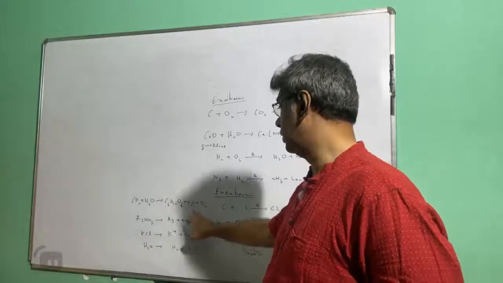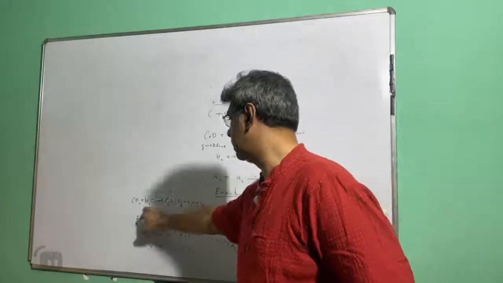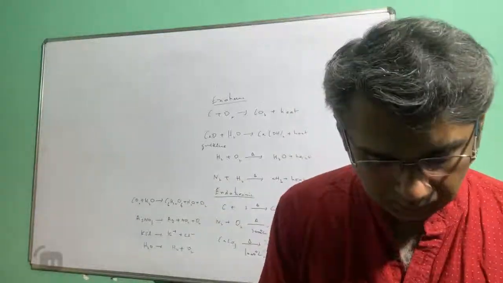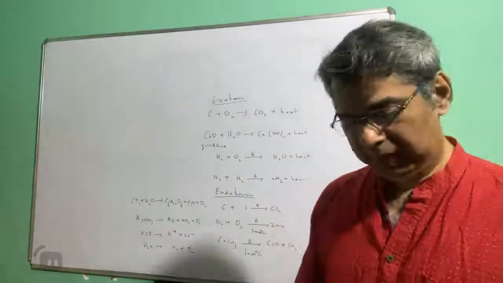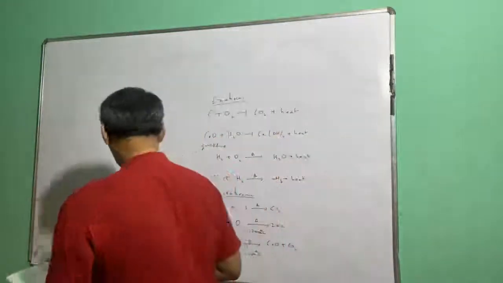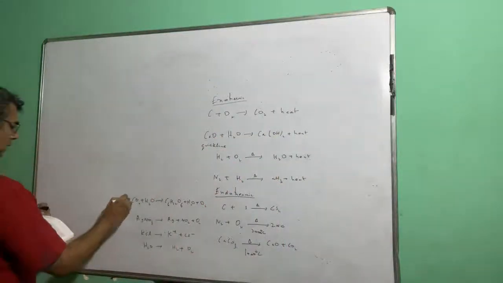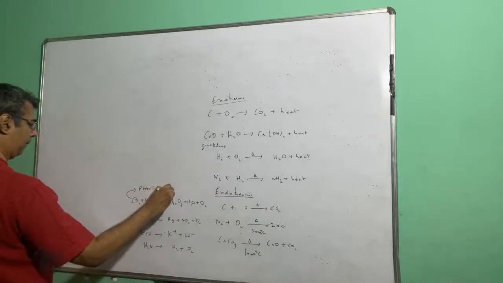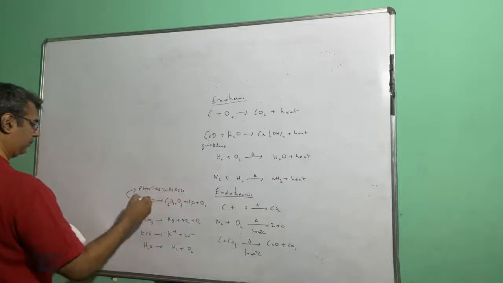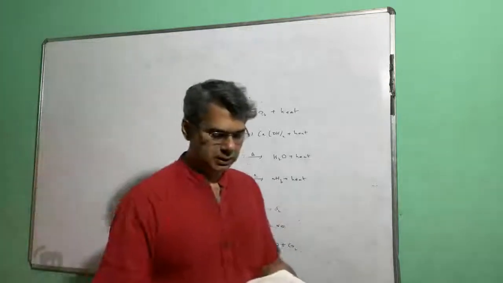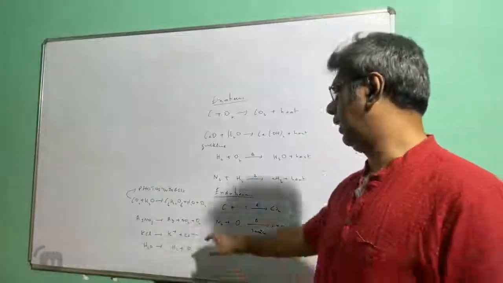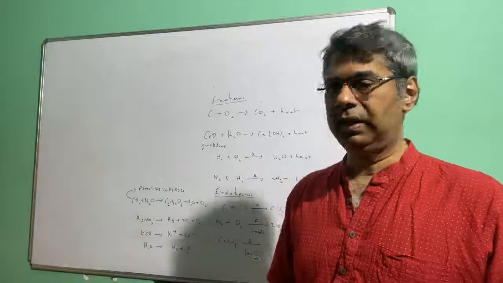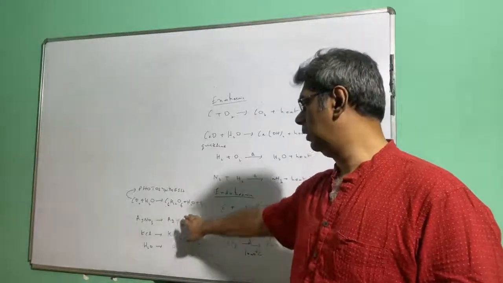But in these two reactions, CO2 plus H2O gives C6H12O6 plus H2O plus O2. In fact, this is the reaction for photosynthesis. This is actually the photosynthesis reaction. So, in this reaction, the energy is not supplied in the form of heat, it is supplied in the form of light, the sunlight. So, this one, energy is in the form of sunlight.